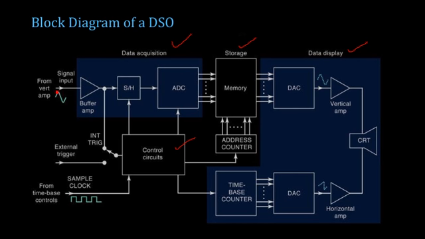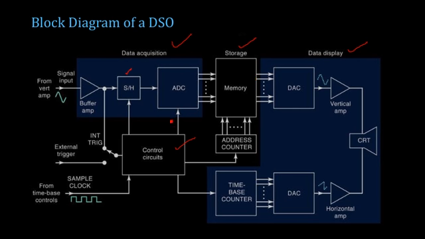Now the input signal is provided here, and the data acquisition circuit consists of a buffer amplifier, a sample and hold circuit, and an ADC. This sample and hold circuit and ADC will be converting the analog signal to digital form. It is converted into individual samples in digital form, and these individual samples which are digitized are stored in the memory.